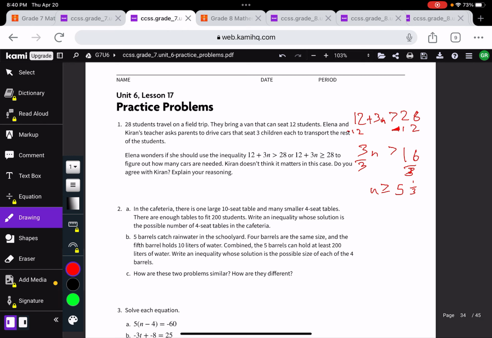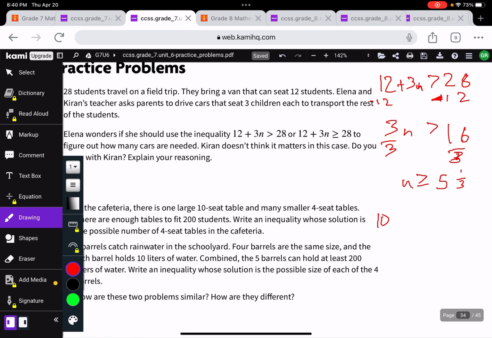Number 2. In the cafeteria, there is 1 large 10-seat table with many smaller 4-seat tables. There are enough tables to fit 200 students. Write an inequality whose solution is the possible number of 4-seat tables in the cafeteria. There's 1 large 10-seat table, so there's nothing we can do with that other than call it 10. And many smaller 4-seat tables, plus 4 times however many.